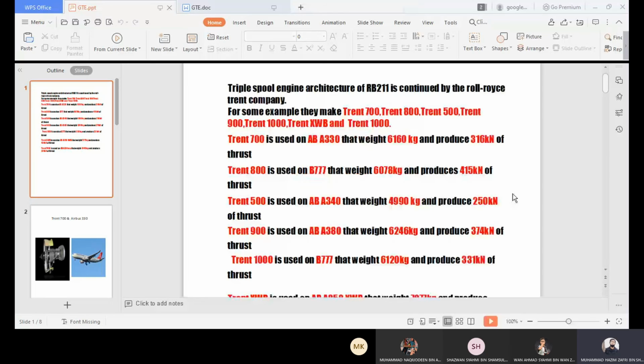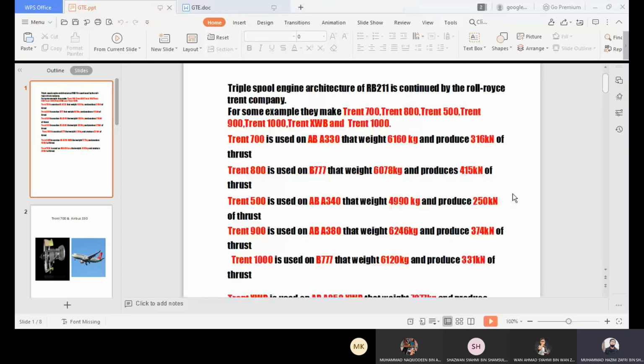Today I want to talk about aircraft that use triple spool engines. The triple spool engine architecture of the RB211 is continued by the Rolls-Royce Trent family. For example, they make the Trent 700, Trent 800, Trent 500, Trent 900, Trent 1000, Trent XWB, and Trent 7000.